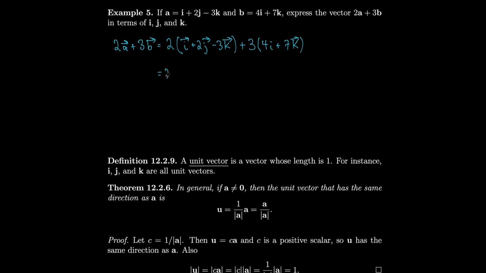So we get 2i plus 4j minus 6k when we distribute our 2, and we get 12i plus 21k after distributing our 3. So combining our i's and k's, we get 14i plus 4j plus 15k. So it's the vector 14, 4, 15.